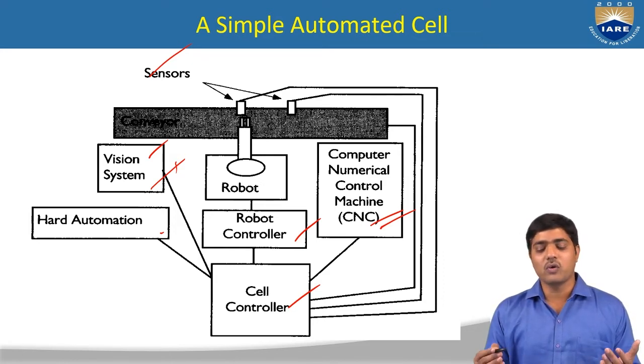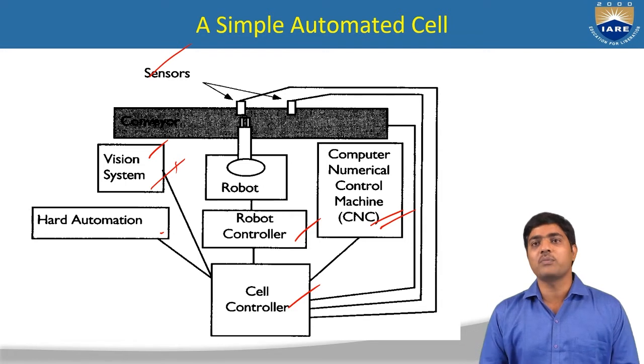When you go to any typical automation system, you can see such things there. There may be production, a cell, feedback, support, and controller systems. So this is the typical automated cell.